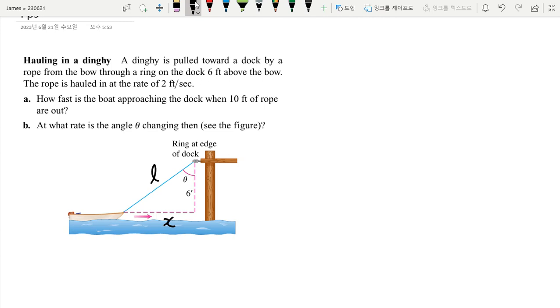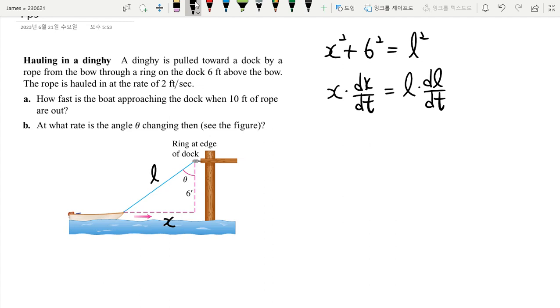So if we make the Pythagorean equation in this right triangle and differentiate this equation, the hauling rate is 2 feet per second, so dl over dt is minus 2. And we want to find dx over dt. When the length of the rope is 10 feet, using the Pythagorean theorem, what's the horizontal distance? What's the value of x? Can you find the value of x in this right triangle?